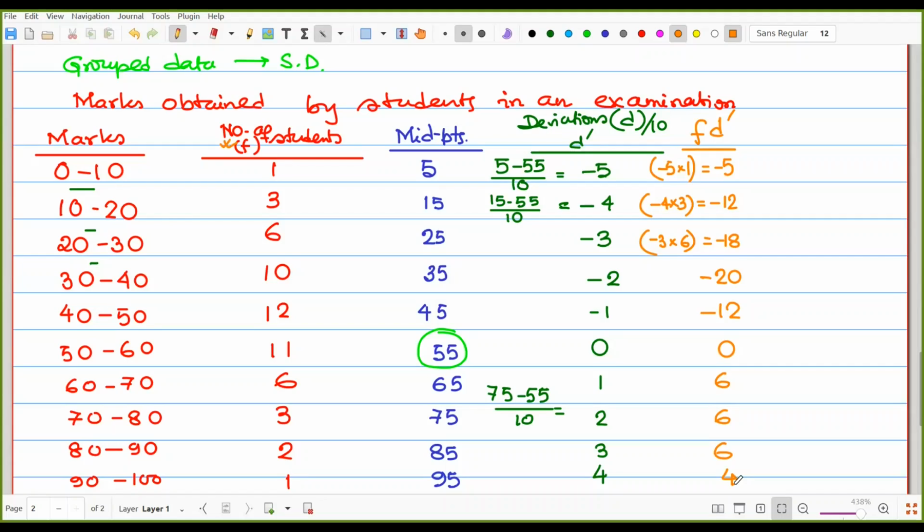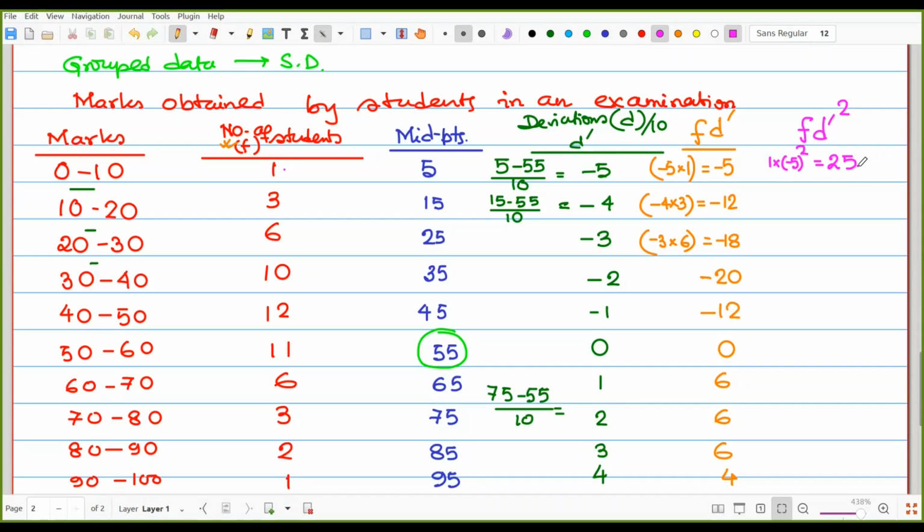That is FD dash. But another one column we have to find out. That is FD dash square. That means whatever the value here is, we have to find out the complete value using D square. So suppose the first one, that means minus 5. So that is frequency 1 into minus 5 whole square. So that one is becoming 25.